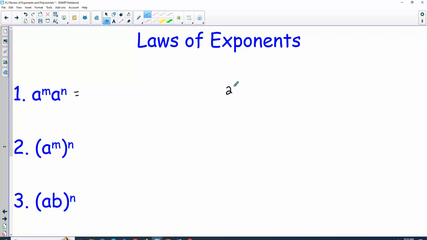If I said 2 squared times 2 to the third, do you guys know what that becomes? 2 squared means there are 2 2's. 2 to the third means there are 3 2's. So altogether, how many 2's do we have? 5. So that's 2 to the fifth. So when that base is written both times, the big number, you add those exponents.